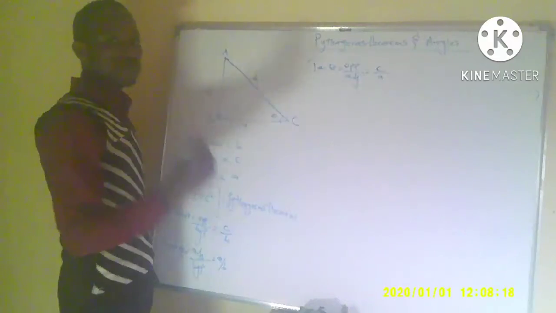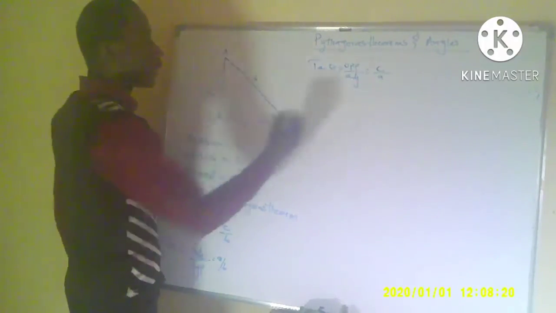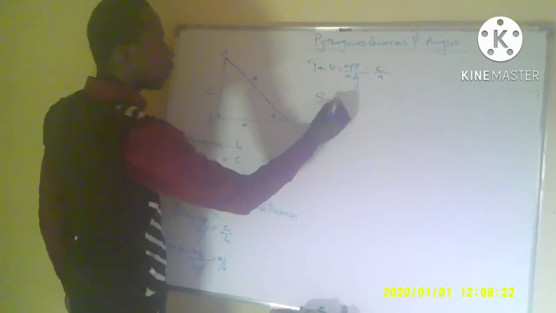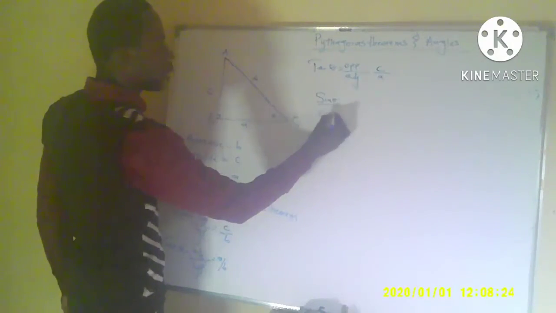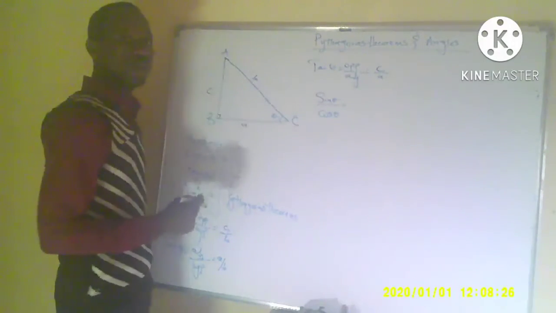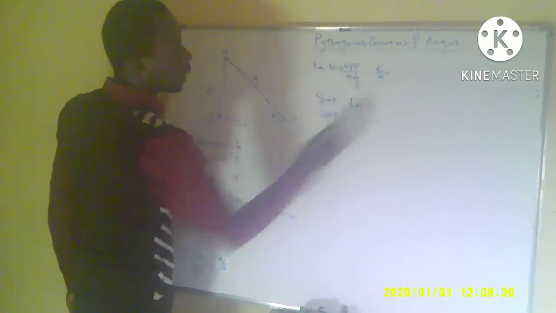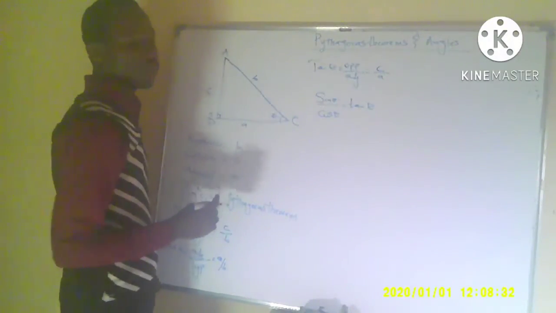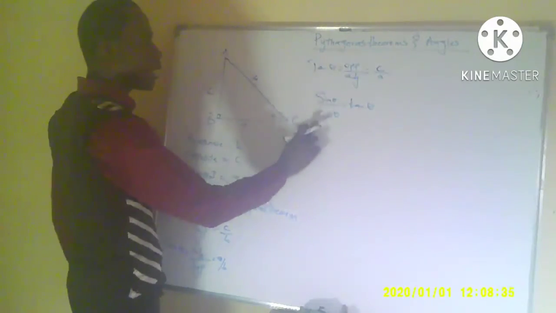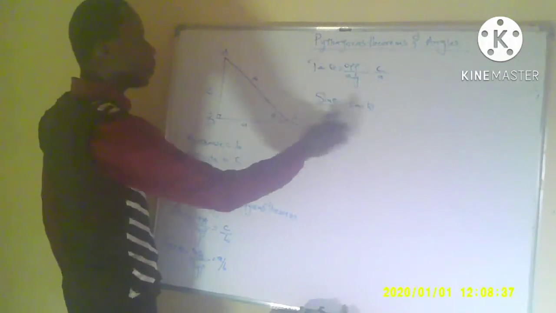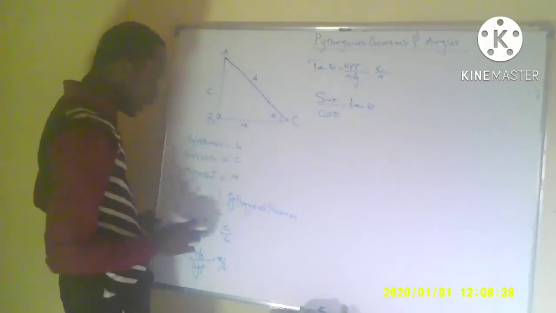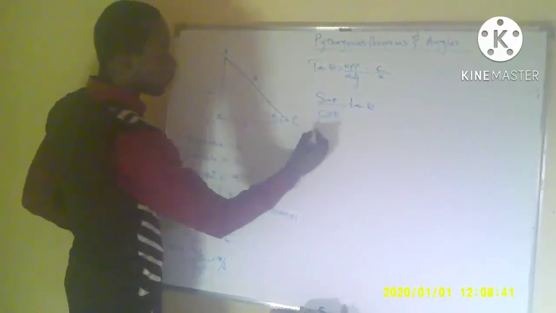Now, we want to prove further that sin theta over cos theta, as we said in our previous video, is equal to tan theta. Let's prove it. Sin theta over cos theta will give us tan theta. What is sin theta? Sin theta is c over b.